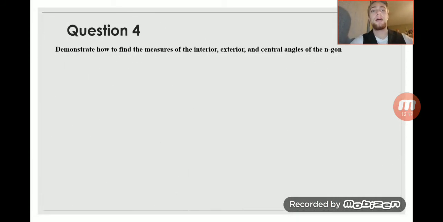We have to demonstrate how to find the measures of the interior, exterior, and central angles of the n-gon. Now the n-gon is going to represent a shape with a somewhat indeterminate amount of sides, hence n. With this particular instance, you can count the sides, but it is an n-gon, so it cannot be fully determined or explained because it can be applied to any number of faces within a shape.